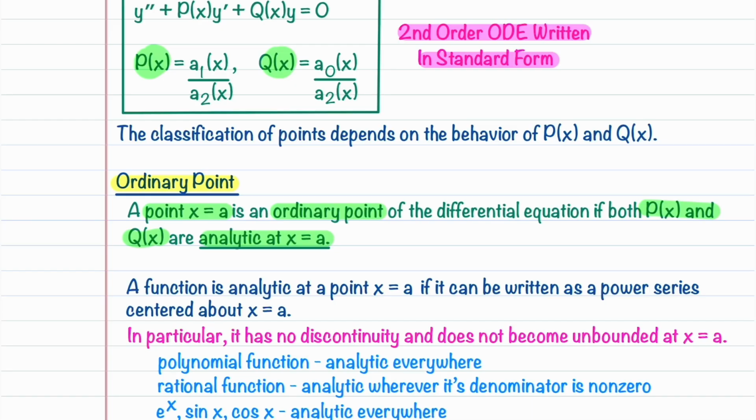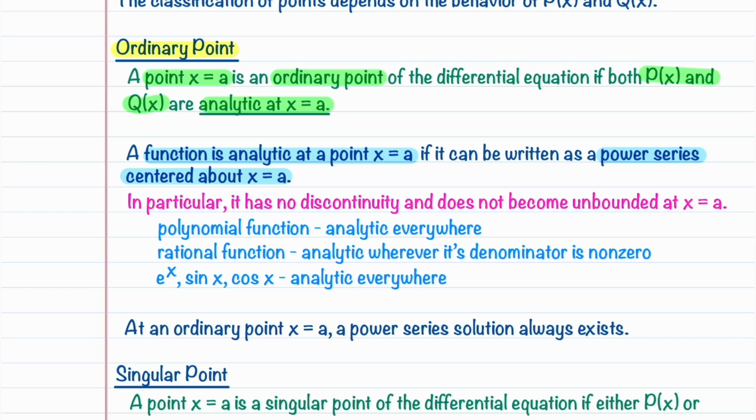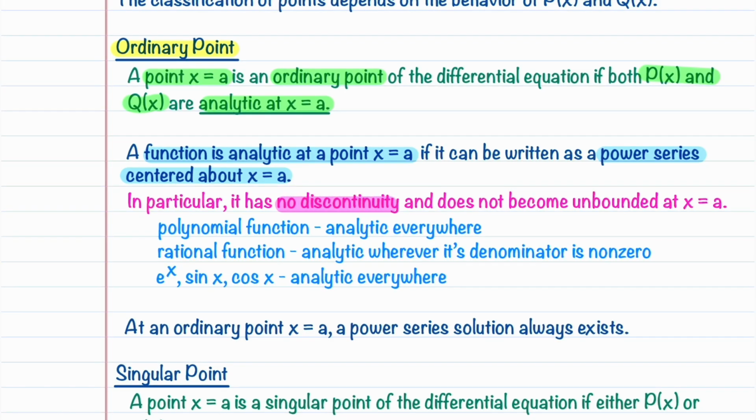A function is analytic at a point x is equal to a if it can be written as a power series centered about x is equal to a. In particular, it has no discontinuity and does not become unbounded at x is equal to a. Let me show you some examples.